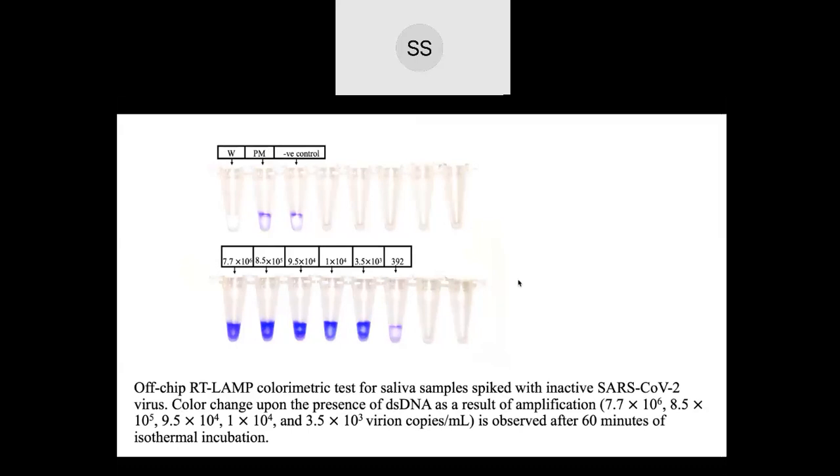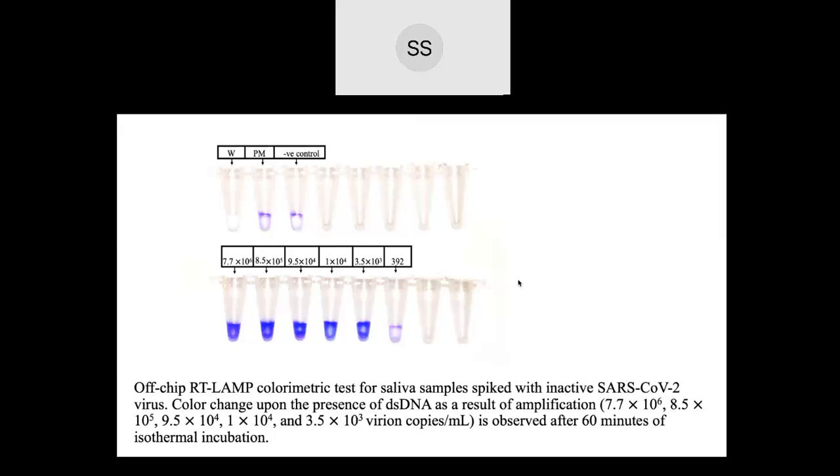Again, after these preliminary sensitivity and specificity tests, we further spiked the inactivated SARS-CoV-2 virus in a saliva sample. The saliva sample was further processed with a viral RNA kit, where the target was isolated and eluted in elution buffer.